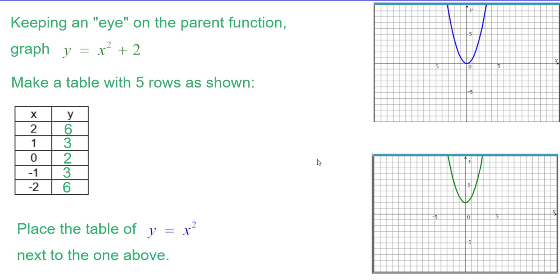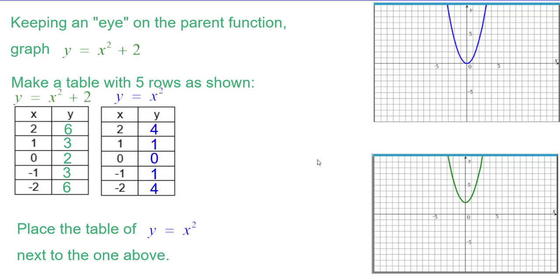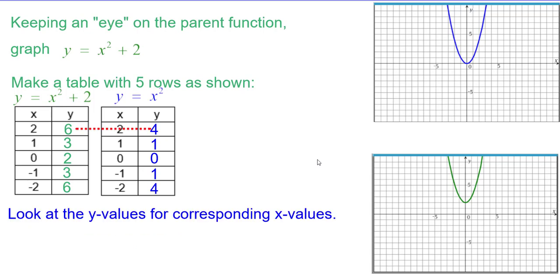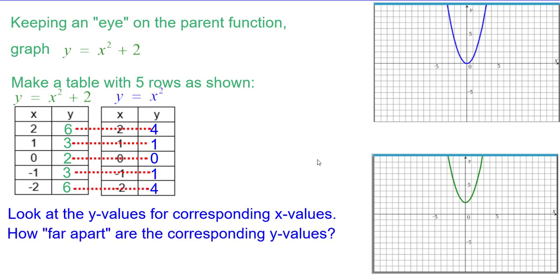We also looked at the table of y equals x squared next to it. So let's go ahead and put that table in. And let's go ahead and look at the y values for the corresponding x values. And as you can see, there's definitely a pattern there. How far apart are they? Well, they're 2 apart. They're up 2 from where they were before.